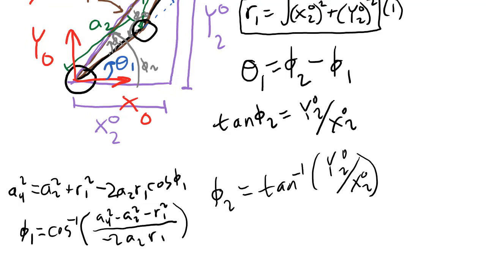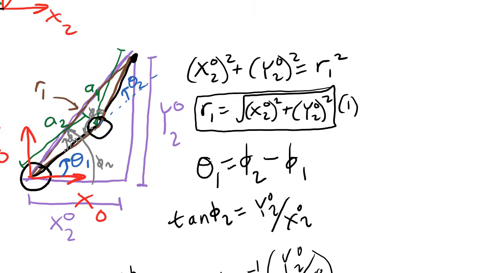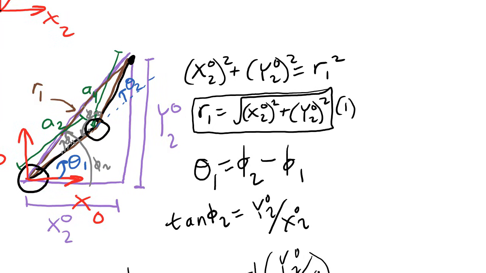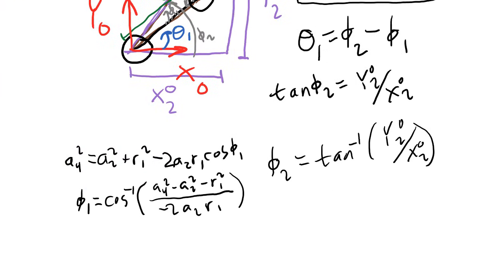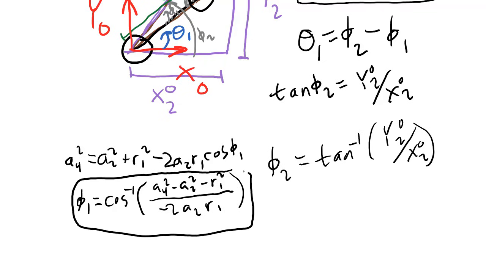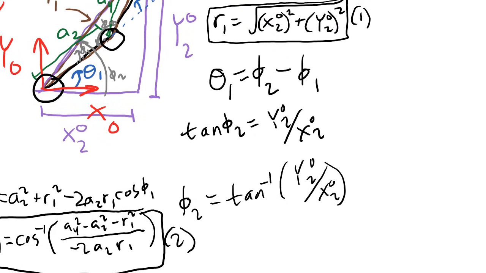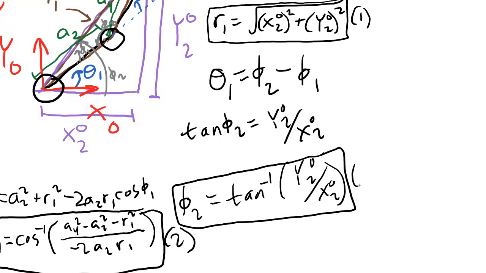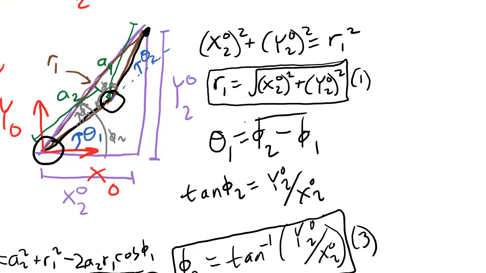Now we can go back and number our equations. We've already solved for R1. This will allow us to go and solve for phi 1. And we can also solve for phi 2. Once we have phi 1 and phi 2, we can solve for theta 1.